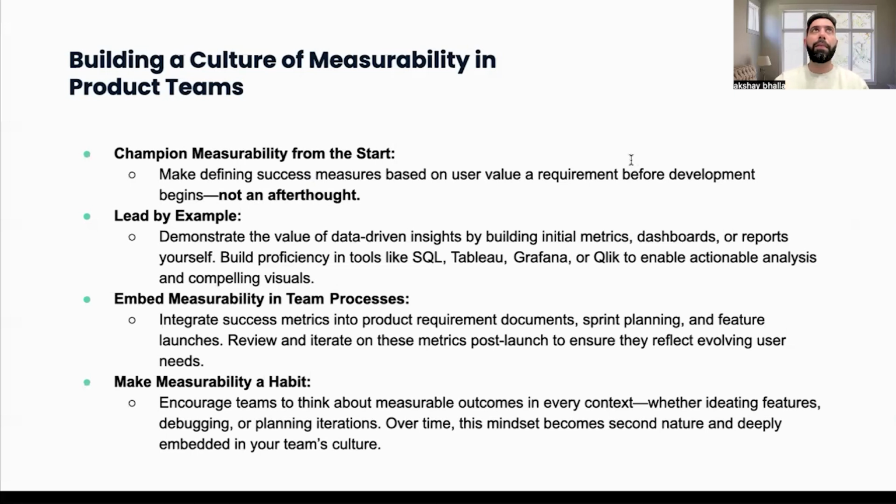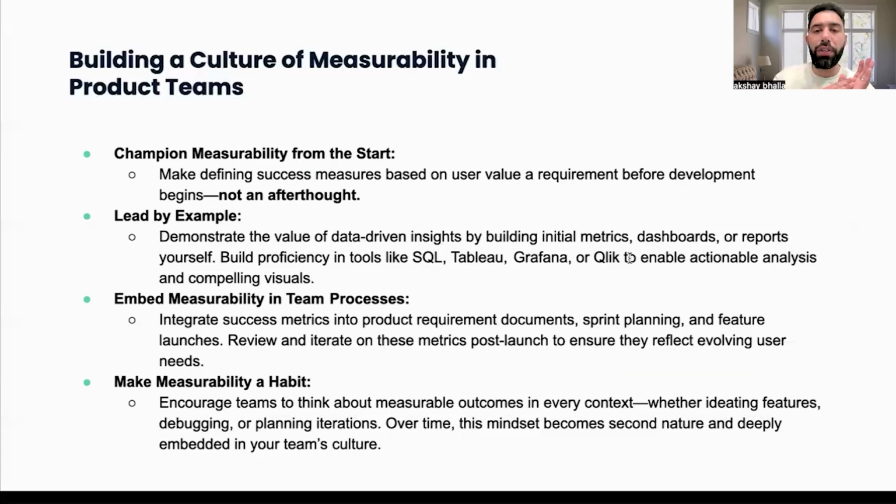The first thing is measurability needs to be championed from the beginning. It should never be an afterthought. So very often teams launch features and only then ask, how do we measure if this worked? This is backward. So success metrics definition should be a requirement in the product design phase itself. Defining the metrics even before a single line of code is written will be super impactful to drive changes and measure success over time. So at this point, you should be asking questions like, what are the problems that we're solving for the user, and how do we know that we have actually solved it successfully?